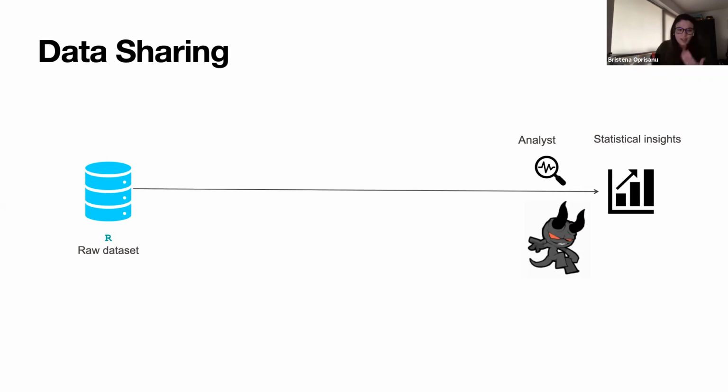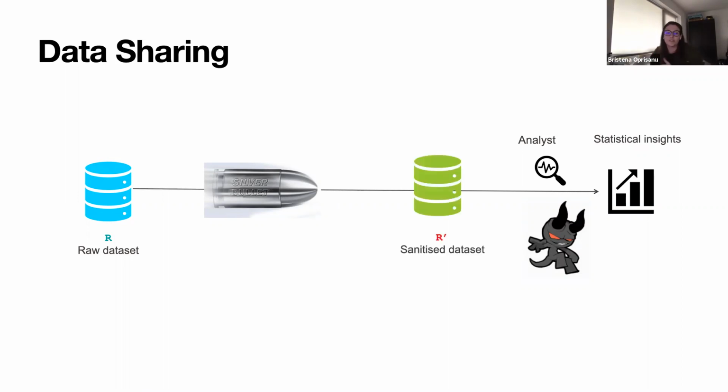So the goal of the data controller now is to find some anonymization mechanism, which we would call a silver bullet, that ideally would output a sanitized version of the raw data, in this case R prime. The sanitized data set should essentially be a copy of the raw data set R, from which an analyst with whom we want to share this data can still draw the statistical insights. However, we want the transformations applied to that data to prevent the adversary from inferring any sensitive information about individual records in the data set.